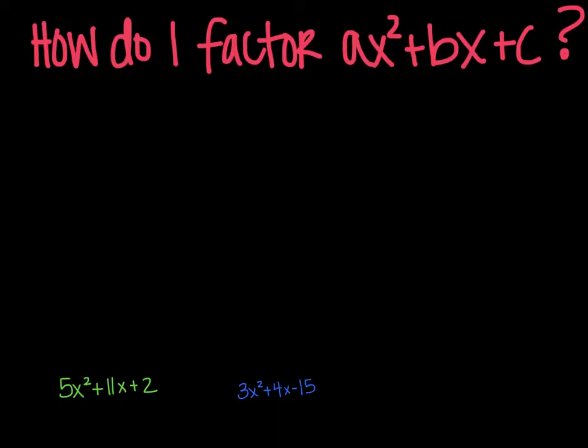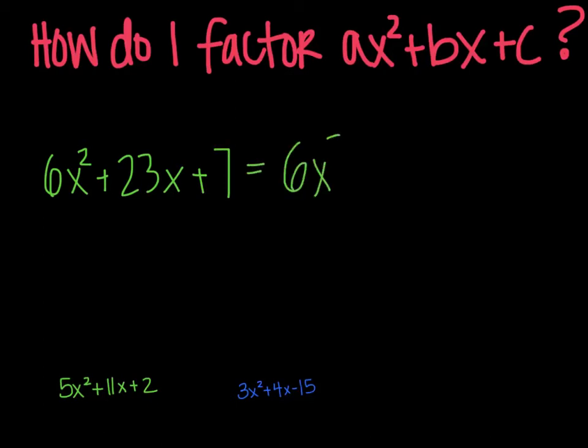But before I show you exactly how to do this, I want you to understand what's happening here. So I'll give you an example. Let's go with 6x squared plus 23x plus 7. And I want to break that down for you a little bit more. 6x squared plus 2x plus 21x plus 7. So I took that 23x and broke it down into two different terms.